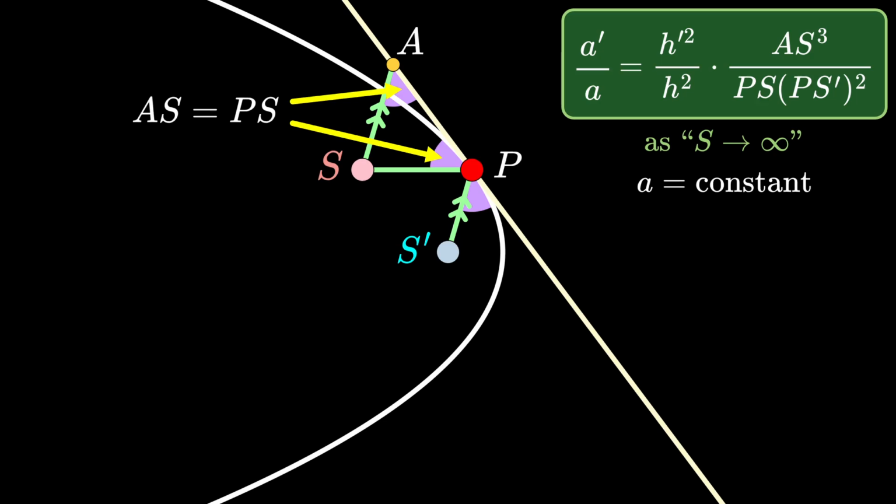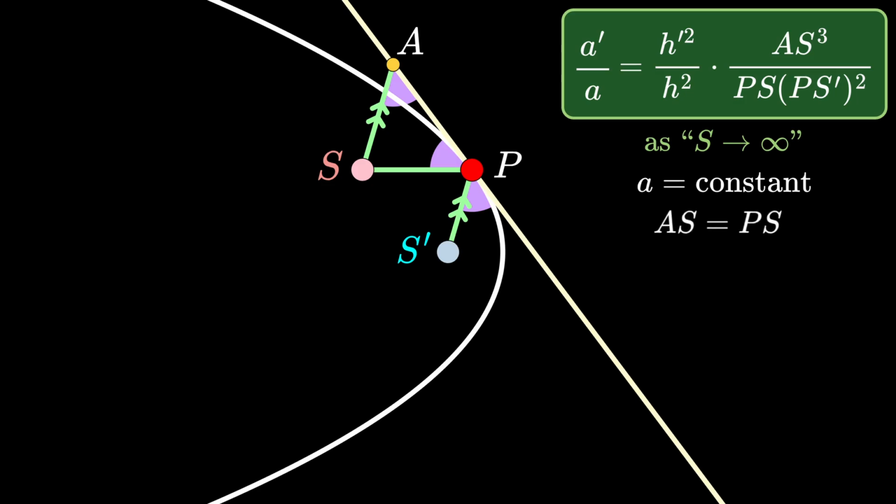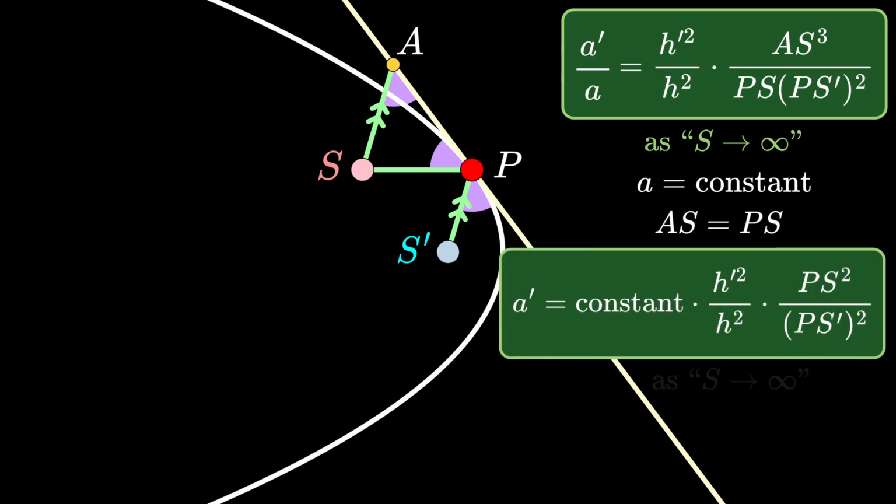But now when we combine these together, we have the acceleration towards S' to be some constant A times the angular momentum ratio times PS squared over PS' squared, which doesn't seem right because PS should go all the way to infinity as S goes to infinity, but clearly the acceleration isn't infinite.